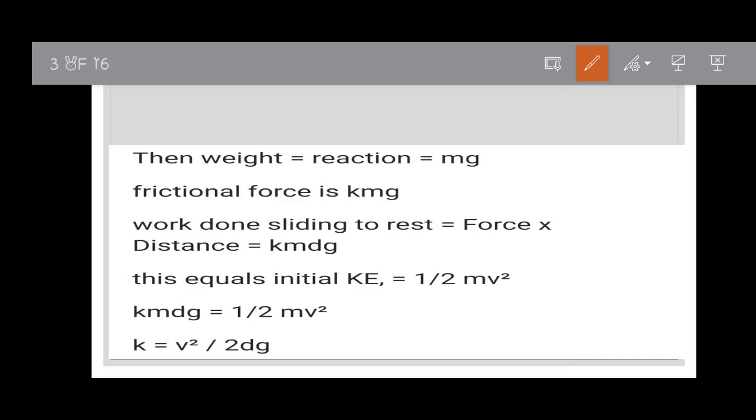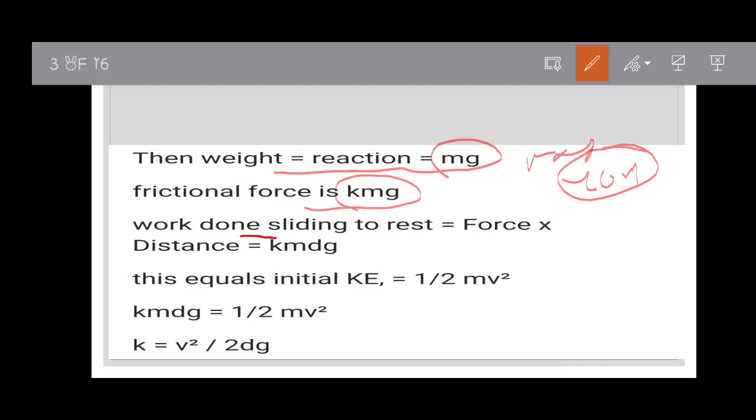Here weight equals reaction, that is equal to mg, mass into acceleration due to gravity. Frictional force equals k into mass into acceleration due to gravity. Work done sliding to rest, before it comes to rest after 40 meters, is force into distance, which is nothing but kmg into distance. Now this is equal to kinetic energy. Now kmgd equals half mv square.